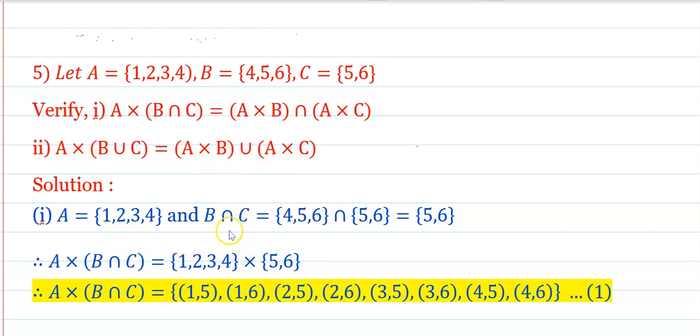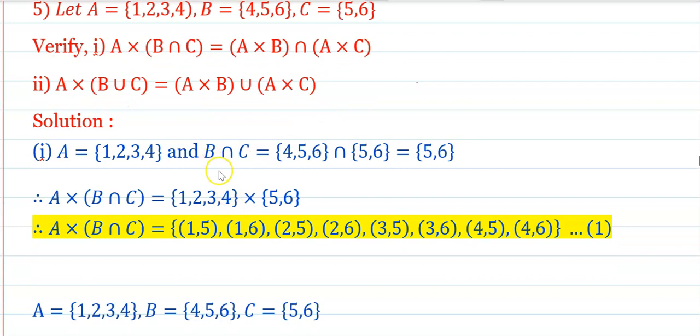Now then we'll find out the B intersection C. That is the common elements, which are 5 and 6. Now A cross (B intersection C): A is {1, 2, 3, 4}, B intersection C is {5, 6}. Okay. Then (1, 5), (1, 6), (2, 5), (2, 6), (3, 5), okay, and (3, 6), (4, 5), (4, 6). This is number 1.